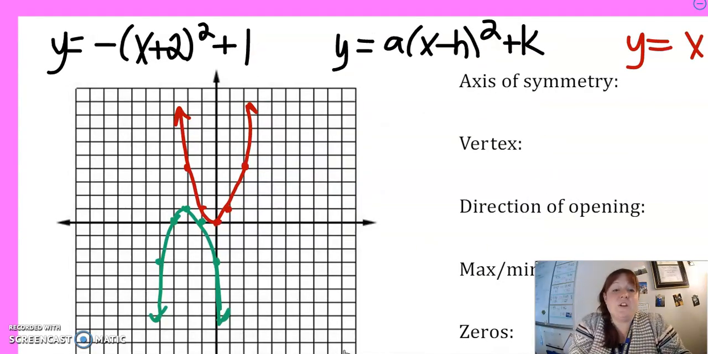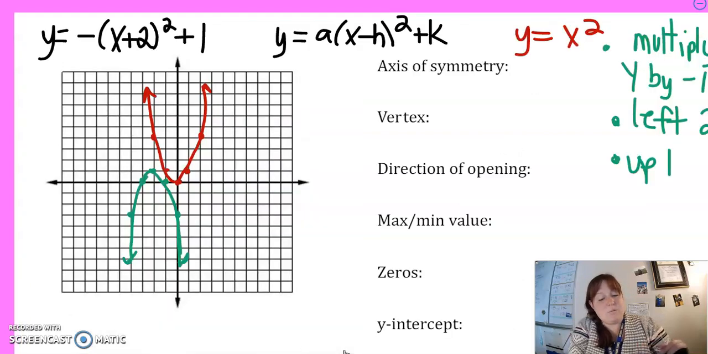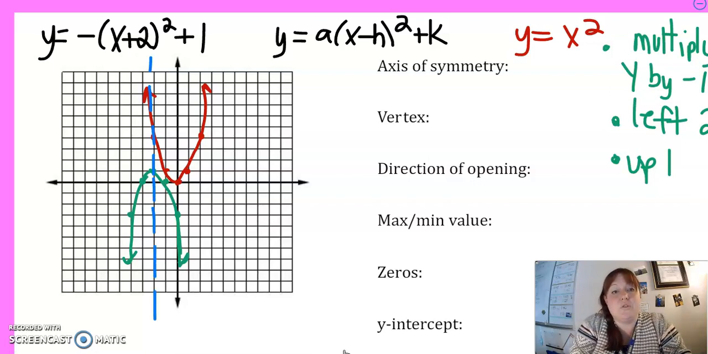Okay. Now let's figure out some of these features of the function from the graph, or we could have figured them out from the equation. What's our axis of symmetry? Well, remember, the axis of symmetry is just this invisible line that cuts our parabola directly in half, and we could fold it over that. So our axis of symmetry is also on the vertex. Do you see that?